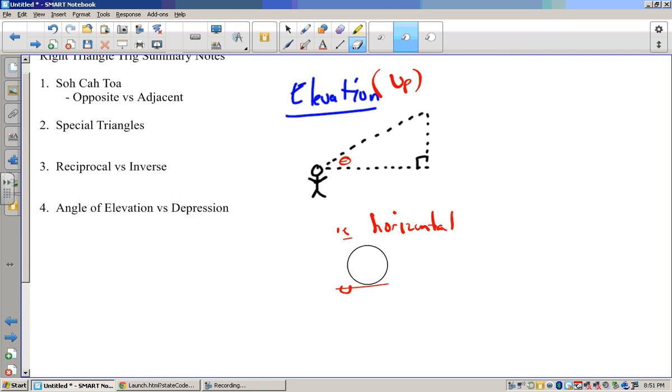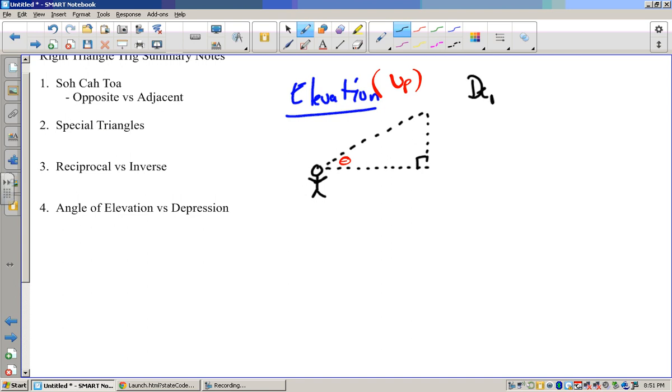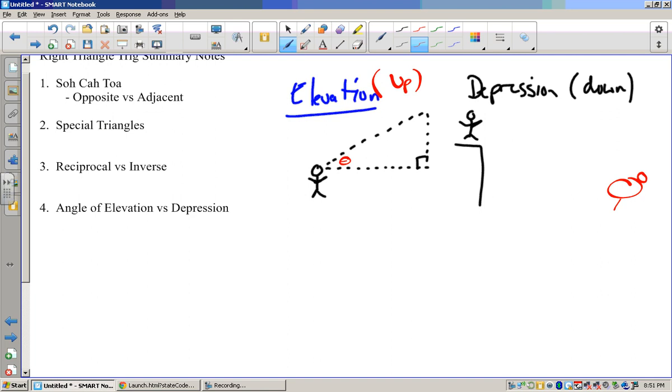Now, depression, again, we're looking down. So let's say I'm up here on a cliff, there's Mr. Gembus again, cool guy, your favorite math teacher in the whole world. Here's an object. Let's say there is a dog. Maybe a cat, a lion, or I don't know, what is a zebra. Okay, it's a dog. There.